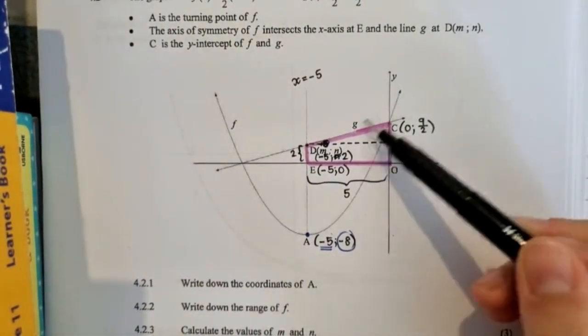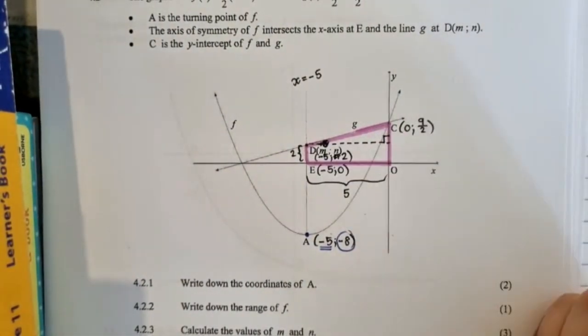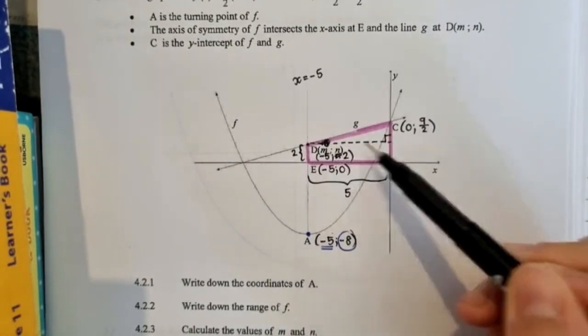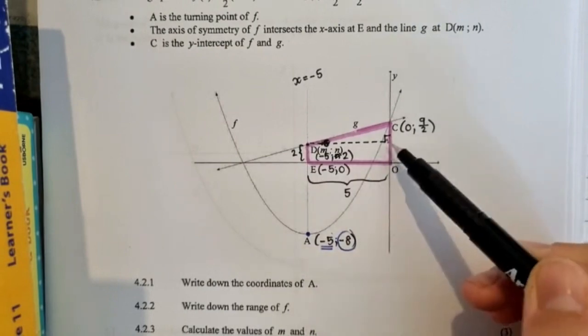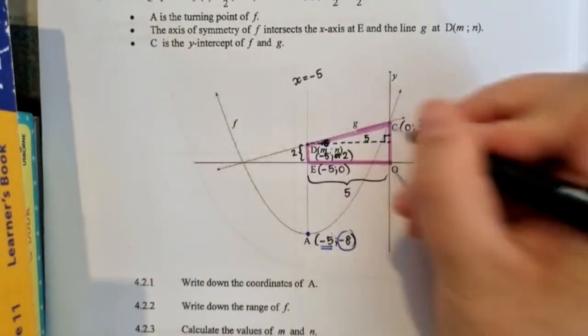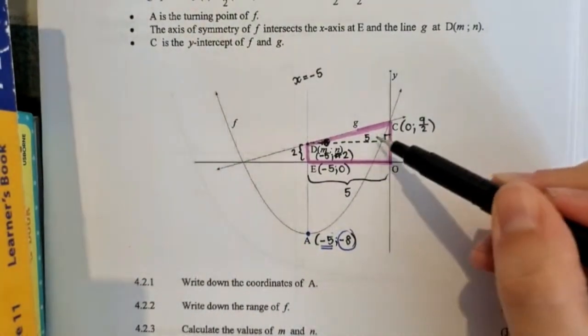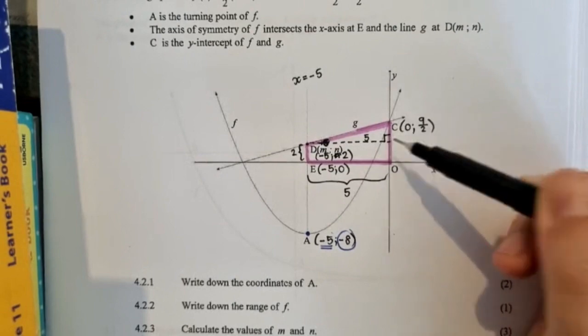Now let's quickly look at this triangle. It is a right angle triangle. We know that the area of a right angle triangle is half base times perpendicular height. Now guys, this is the top side of the rectangle, so the base of this triangle is also 5 units. It's the same as that length. Now to find the perpendicular height of this triangle, it's this part.